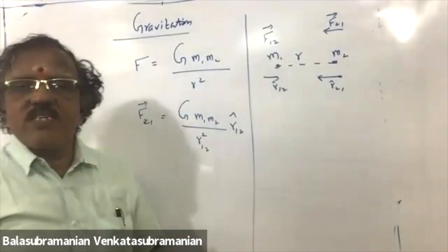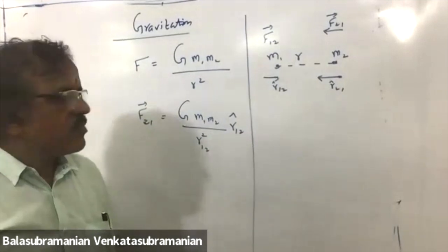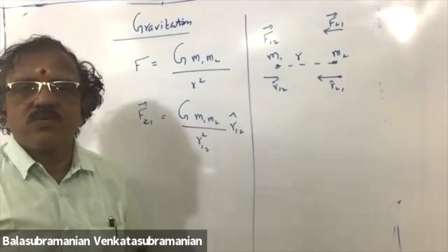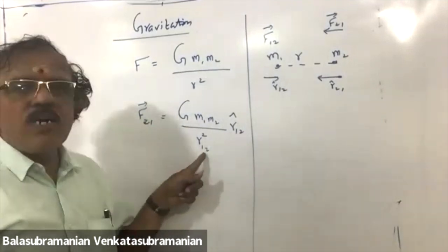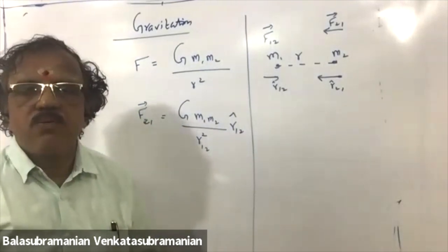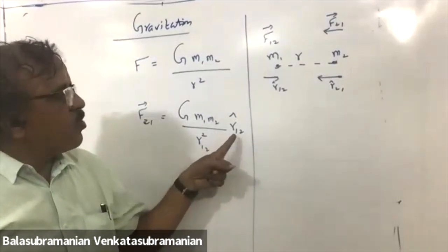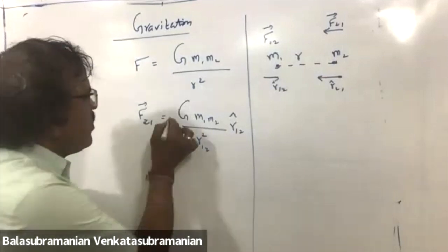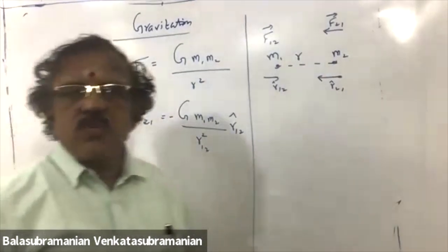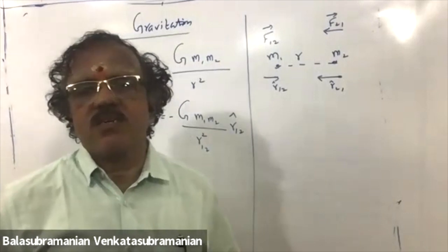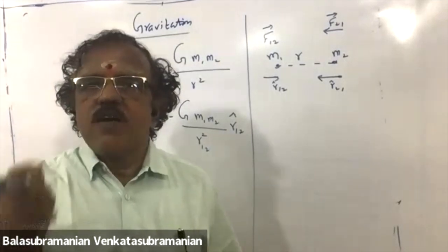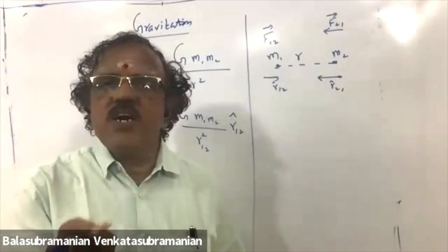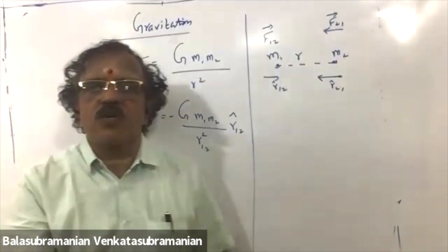Capital G is the gravitational constant, M1 M2 masses, R12 distance, R12 cap. This is called the unit vector. Here they will put a negative sign. Why do we have to put a negative sign, sir? The force of attraction: anywhere the word attraction is there, you should put a minus.